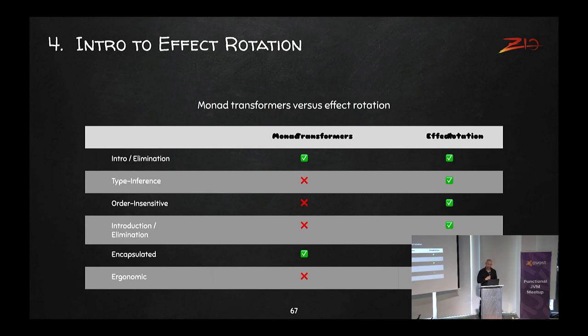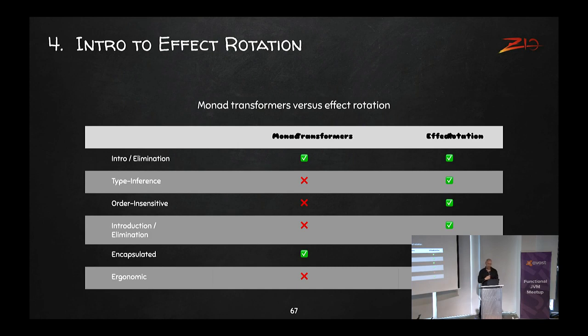Effect rotated types are also order insensitive. That's because in the interpreter that you build for these things, you make a choice of what meaning to ascribe to the composition of the set of effects that you're dealing with. And you can choose the common meaning that most people would choose when building the monad transformer stack.